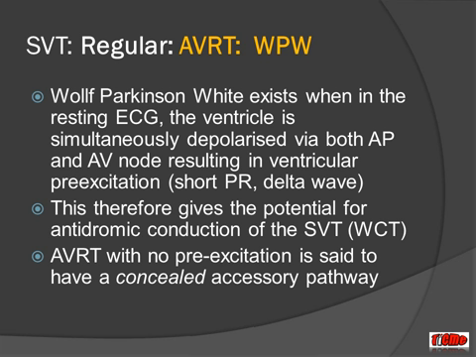So instead of getting a nice regular narrow QRS, you get a slightly wide QRS with a slurred upstroke, which is the delta wave. Being able to conduct from atria to ventricle gives us the potential for antidromic conduction of an arrhythmia. Now remember, when a signal goes from atria to ventricle via the accessory pathway, it can get there faster than if it goes via the AV node.